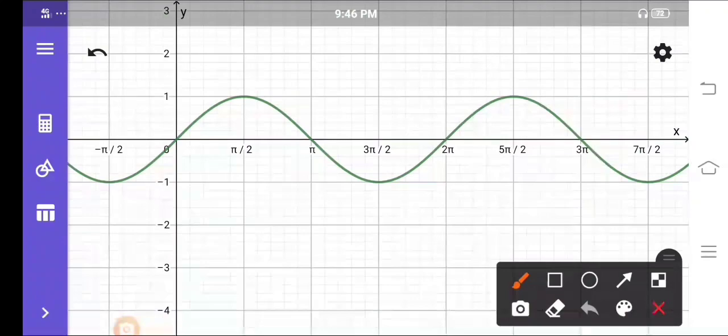So our key points are pi over 2 and 1, pi and 0, 3 pi over 2 and negative 1, 2 pi and 0. So the zeros, or the x-intercepts, are pi and 2 pi.